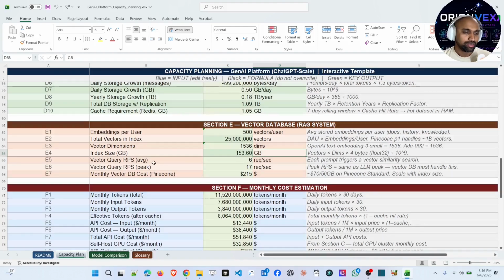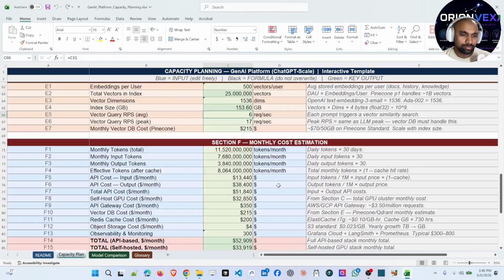How to calculate the vector query RPS? We already have the request per second, that is 6 requests per second. Each prompt triggers a vector similarity search. Vector query requests per second, that is peak RPS, will be around 17. That is 3 times the request per second, that is 17 requests per second. Peak RPS is the same as the LLM peak. That is, the vector DB must handle this pressure. Monthly vector database cost will be around $215 per month.